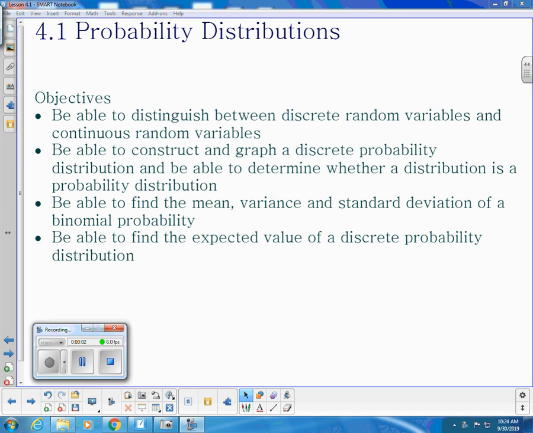Okay, mainly we are going to be dealing with probability distributions with discrete random variables. But we're going to talk about the two different variables, discrete and continuous. We're going to construct tables and graphs, find the mean, variance, and standard deviation of a probability distribution, and expected value. Easy breezy. So here we go.